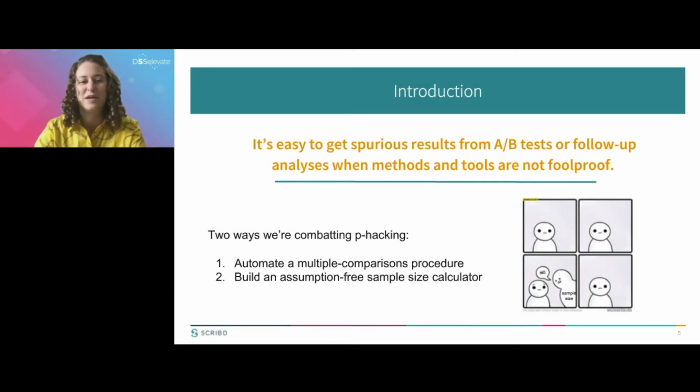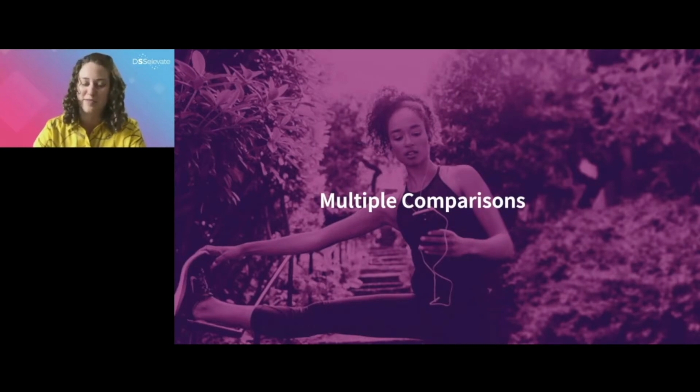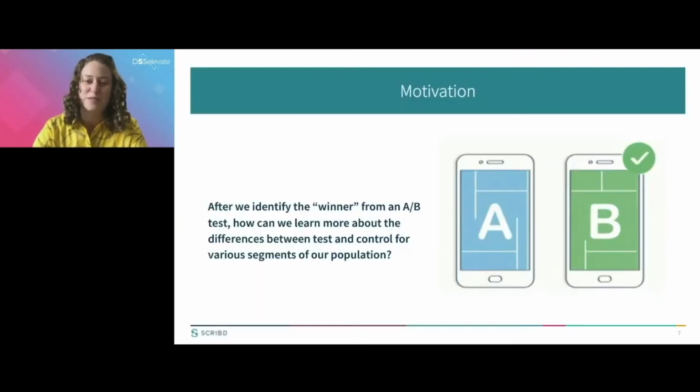So I'm going to start by talking about multiple comparisons and a specific scenario that I encountered. My motivation for working on this particular project involving multiple comparisons here at Scribd was that after we identify a winning variant from an A/B test, we wanted to learn more about the differences in the rate or the mean between the test and control variants for different segments of our population. This is not necessarily to make a decision about which variant to release, but more to learn about how our changes affect different segments of our population. For example, did the winning variant work better for every country? Did it work better for every language, platform, etc.? This will help us learn more and inform future experiments.